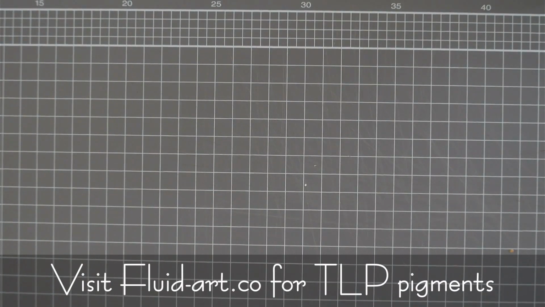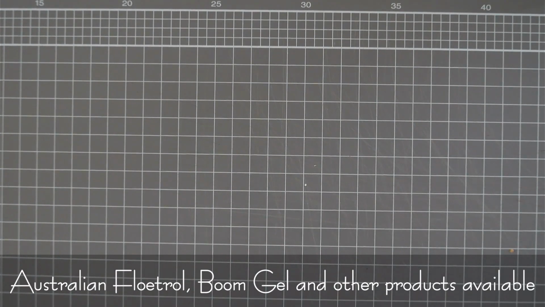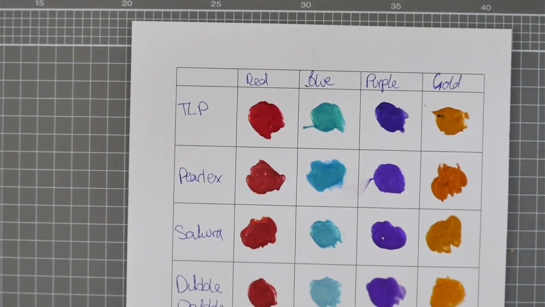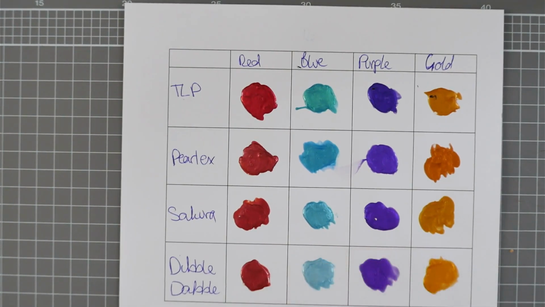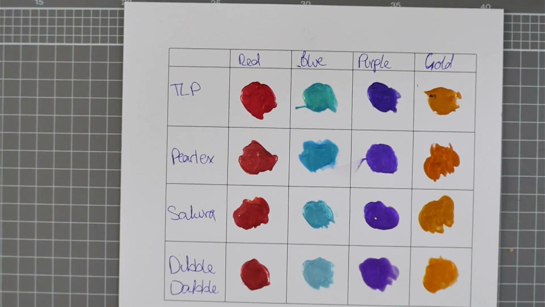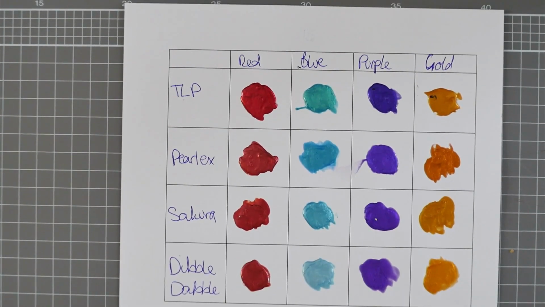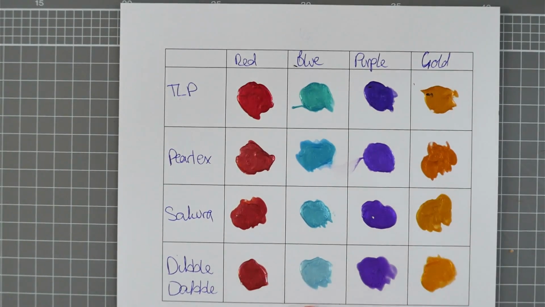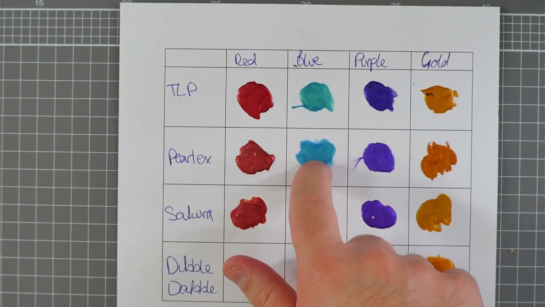Another thing to look for with opacity, especially with pigments, is how much you are layering your pigment. In this example, I tested the opacity of several brands of pigments, and this is a little blob test that I did. You can see in these blobs that you can't see the paper underneath, which means that they're opaque.